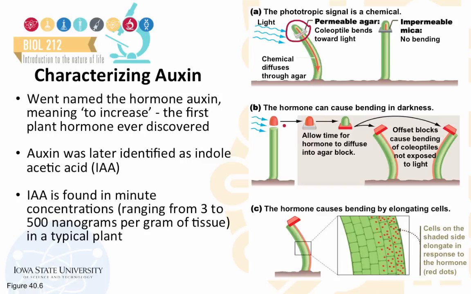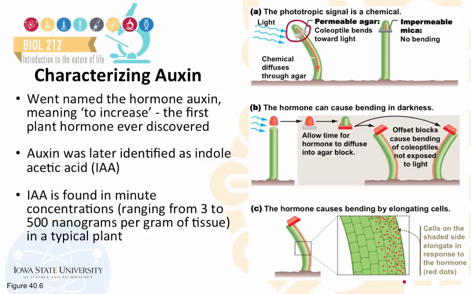In further experiments, he collected this chemical from the shoot tips into agar blocks and placed the agar blocks in an offset position on the decapitated coleoptiles in the dark. He observed that even in the dark, the bending response was triggered in these decapitated coleoptiles. This led him to hypothesize that a hormone which was collected in the agar blocks sent signals down the shaded side of the coleoptile and caused the cells on the side to elongate in response to the hormone, represented by red dots in this image.